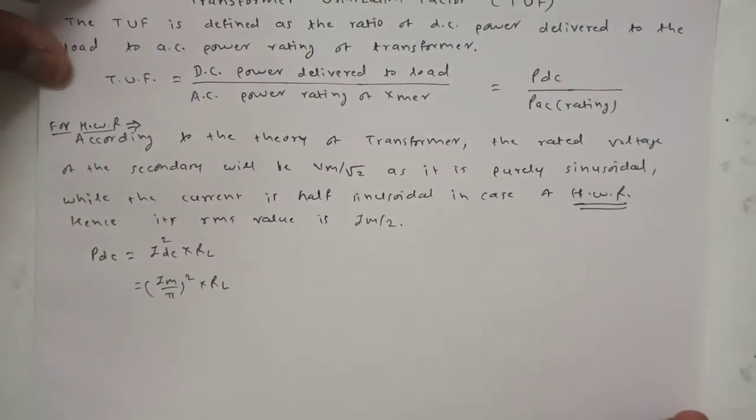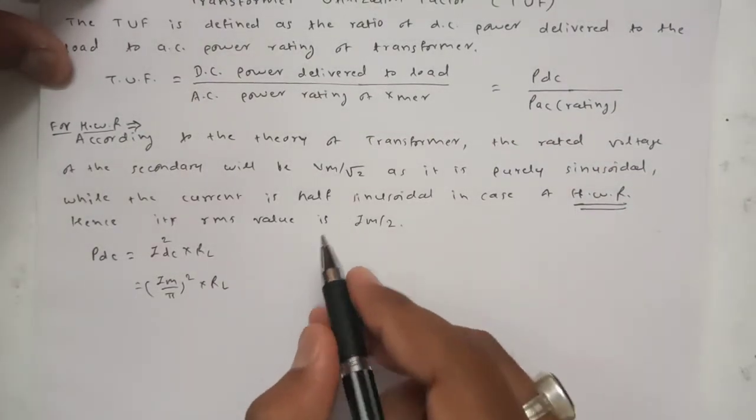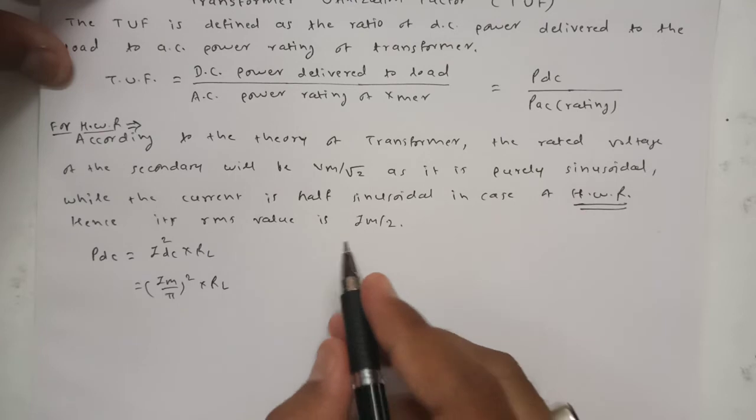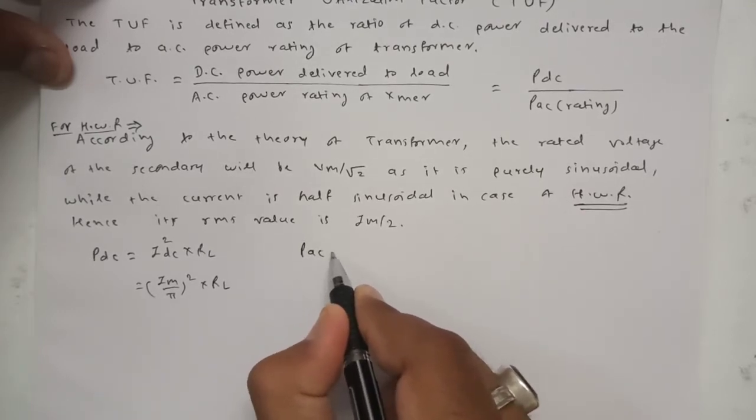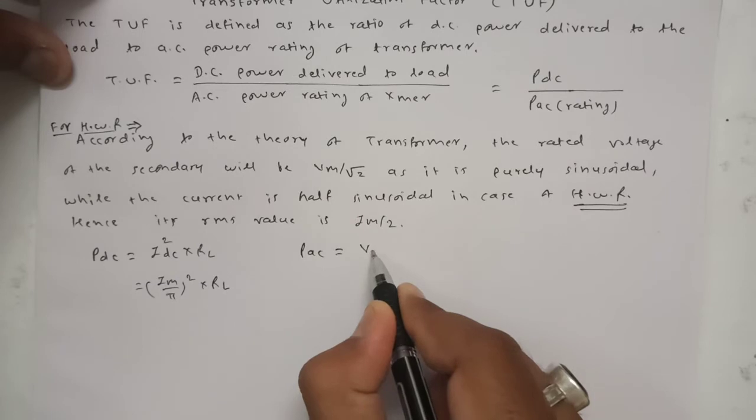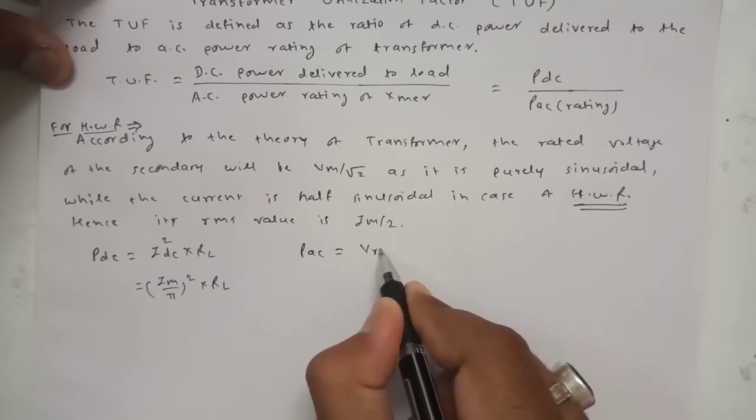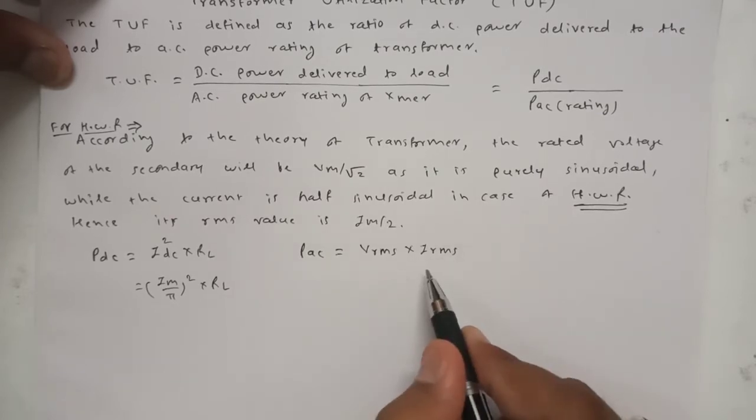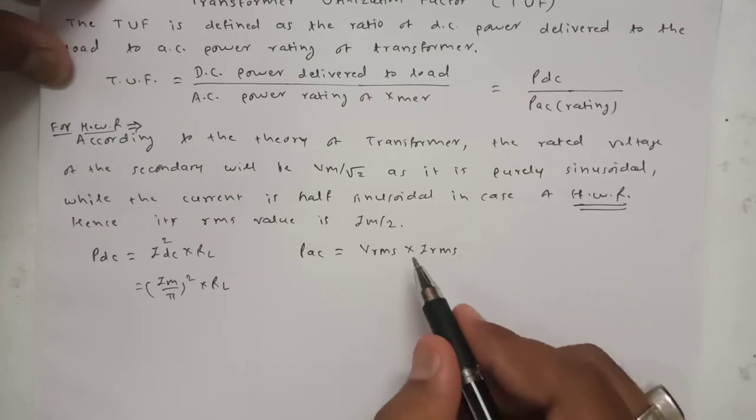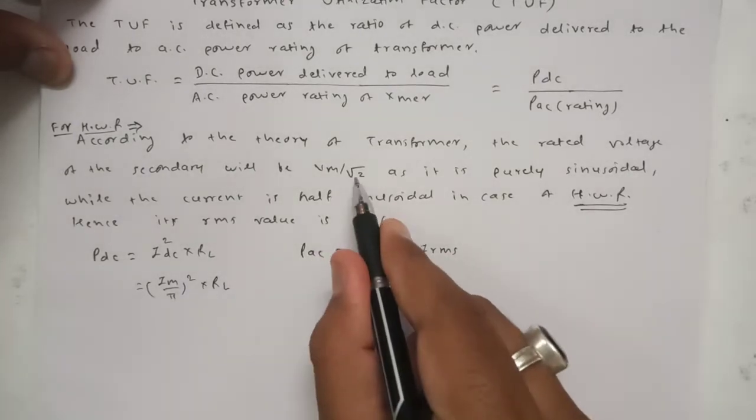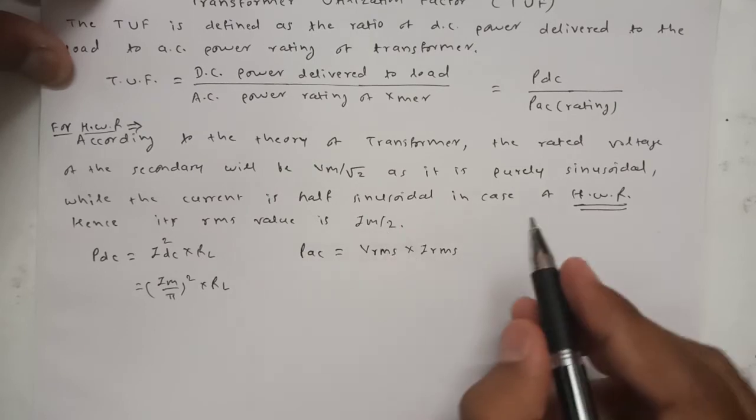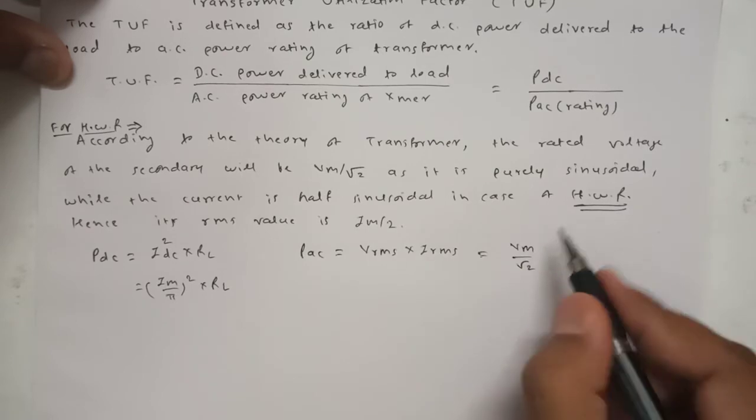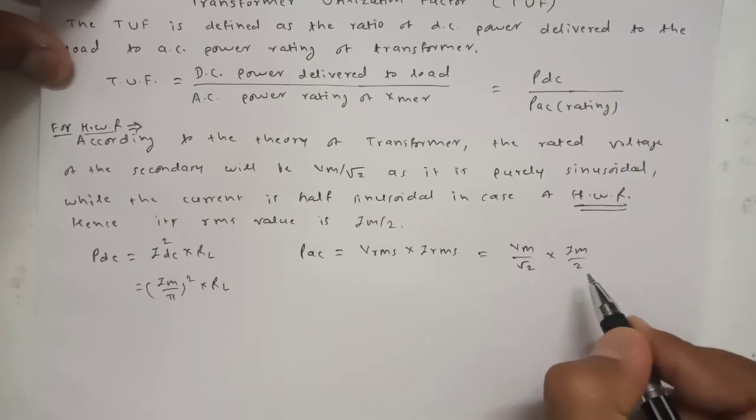In the same manner, let us go for PAC. PAC is nothing but V into I, voltage into current. So it is VRMS multiplied by IRMS. And for this I have written everything, right? So here what I will be putting, VRMS is Vm by root 2, IRMS is Im by 2. So when I put this, I am getting Vm by root 2 multiplied by Im by 2. Is it okay now?